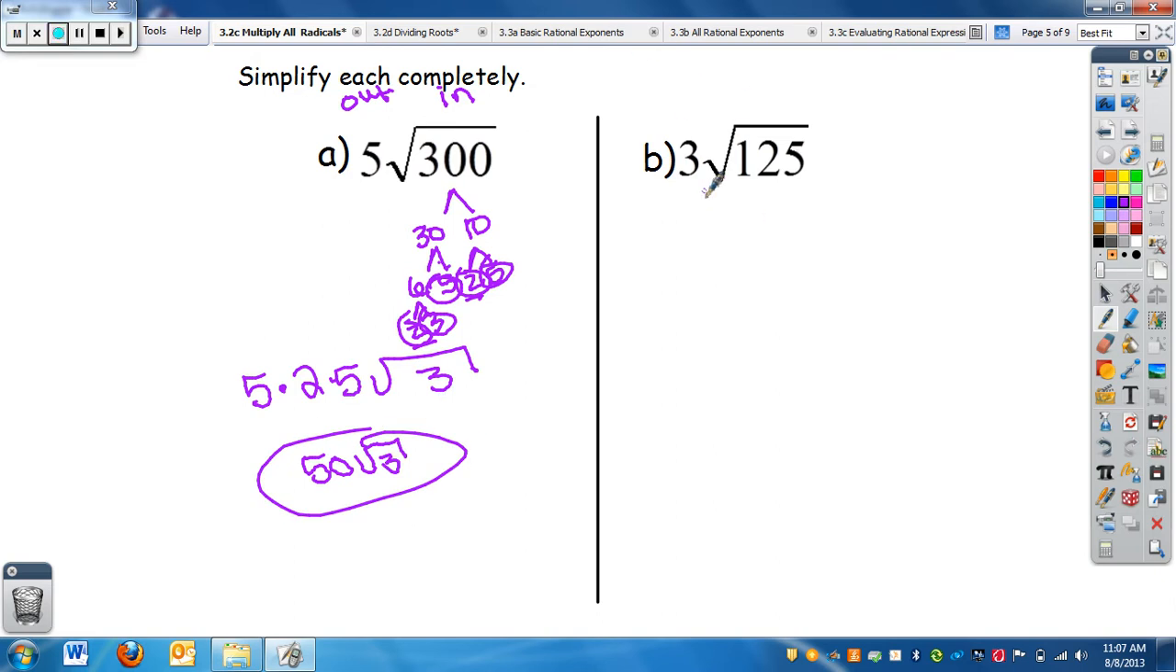So on B, 3 is already out. I need to see who can join it. So I have the square root of 125, which is 5 times 25, and 5. Since it's a square root, I just need a pair. So a pair of 5's join the 3, so that's 15. 3 times 5. And then one 5 got left in.